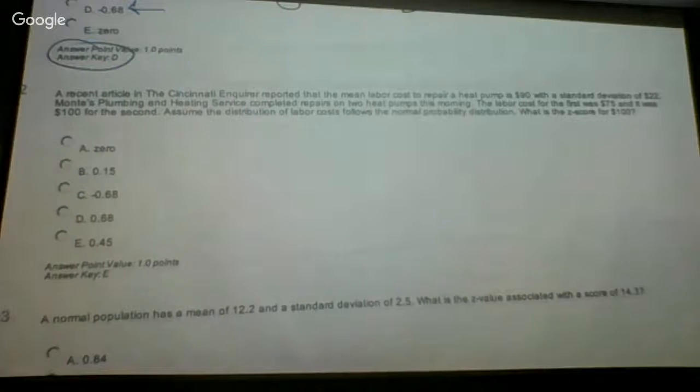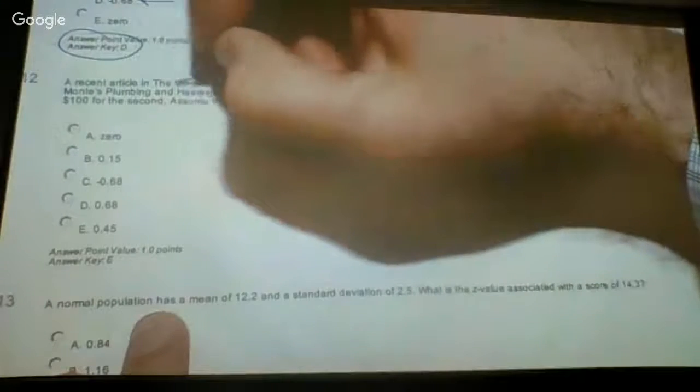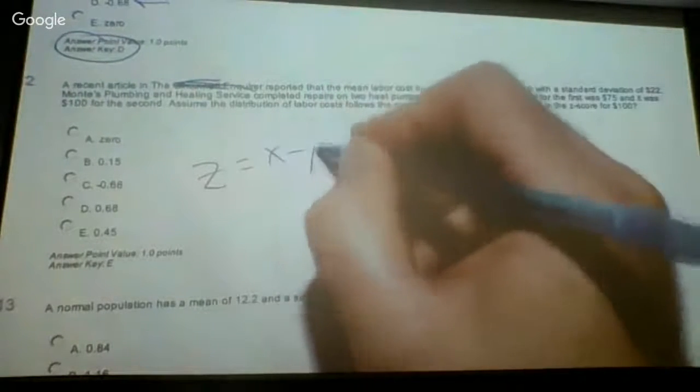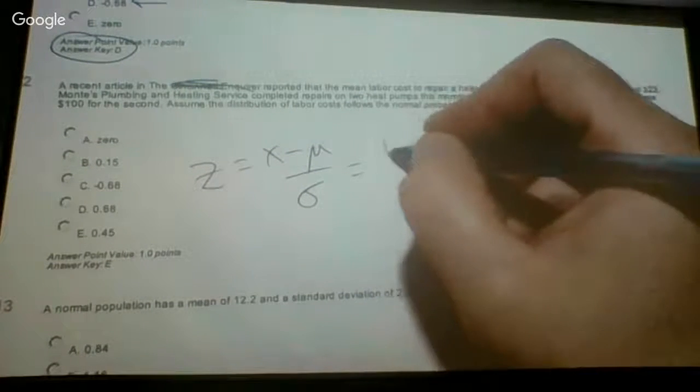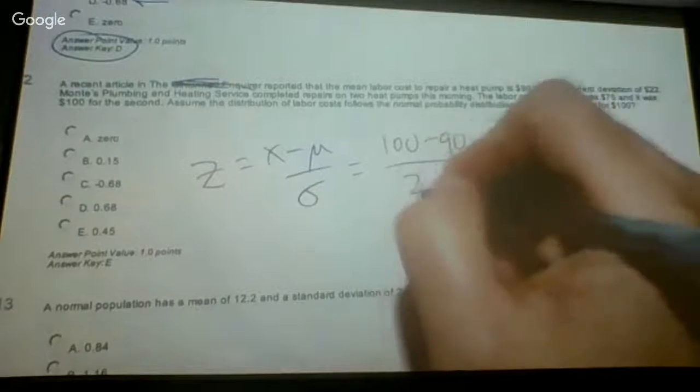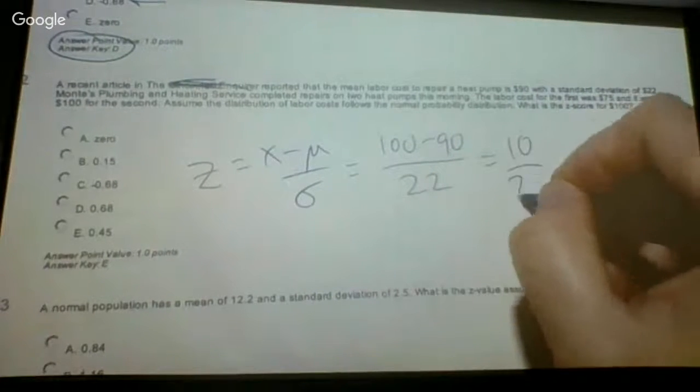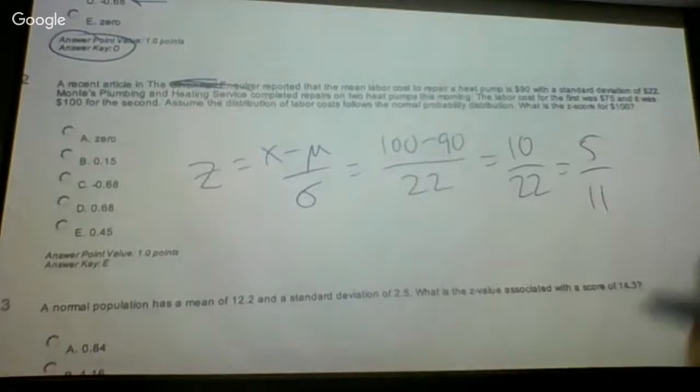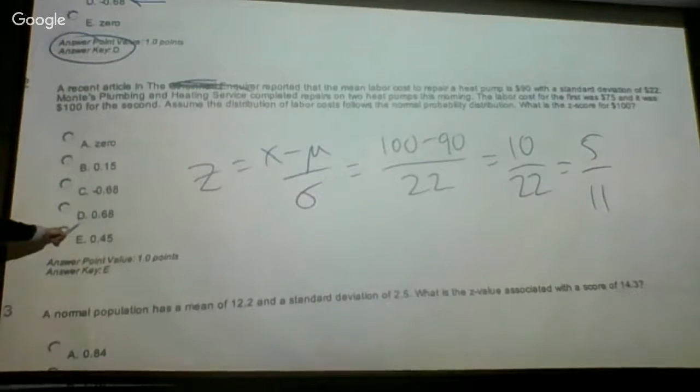12.1.2. A recent article in the Cincinnati Enquirer. We don't care about Cincinnati. Hey, what's the Z-score for 100? X minus mu over sigma. How do I do this one? I need 3 values and a bit of arithmetic. Tiffany, please. 100 minus 90 over 22. 10 22nds. It's 5 11ths. How many are 5 11ths? 0.45. Sounds good to me.